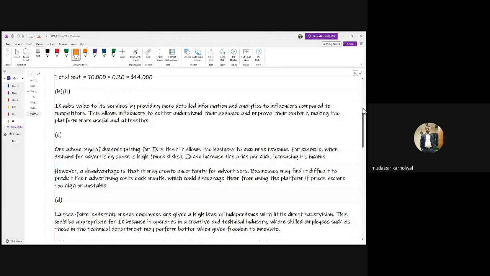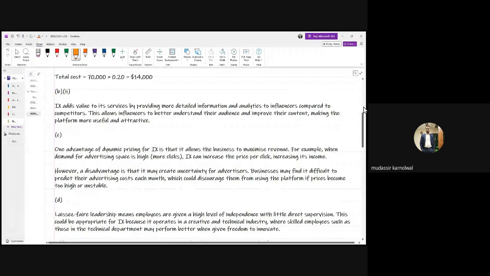However, the disadvantage is that it may create uncertainty for the advertisers. Businesses may find it difficult to predict their advertising cost each month, which could discourage them from using the platform if price becomes too high or unstable.